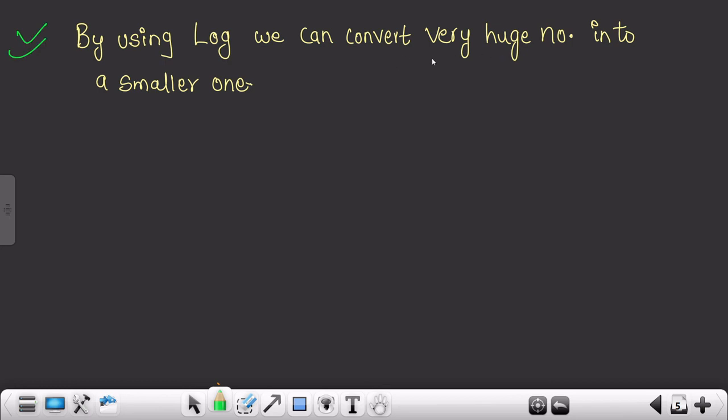So now I hope your concept would be crystal clear, that why we are using log in real world scenarios. And this is why students really like to learn from me, because first of all I clear the application part, and then we go on to clearing the concept about that particular topic. So I really hope that you understood each and everything, especially the application part of log.